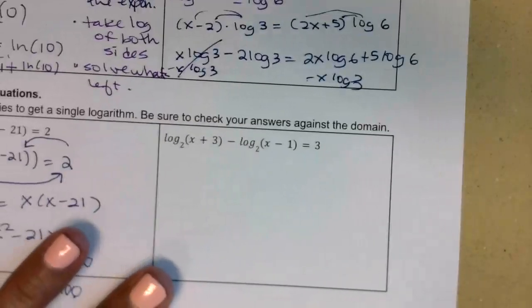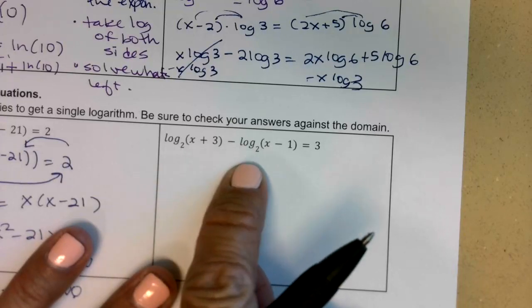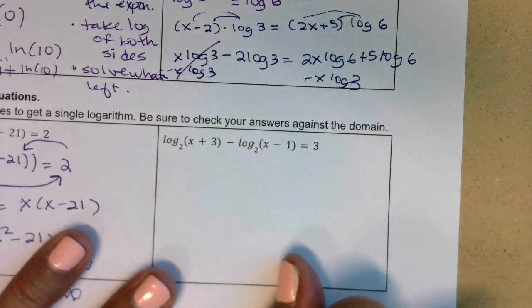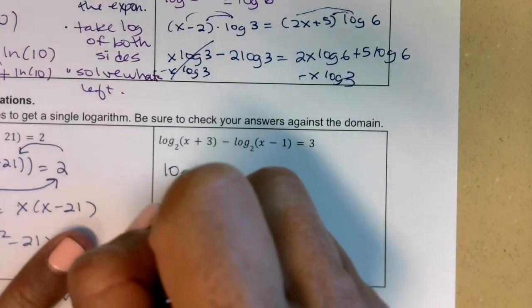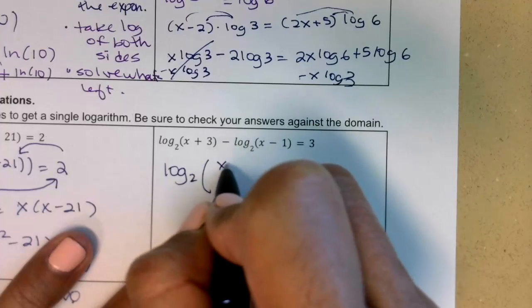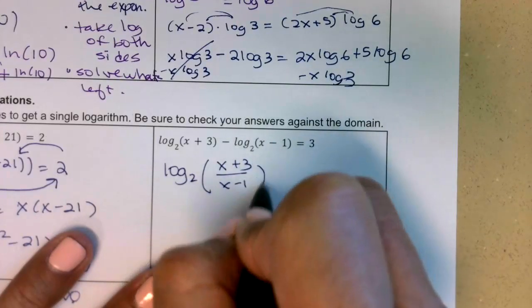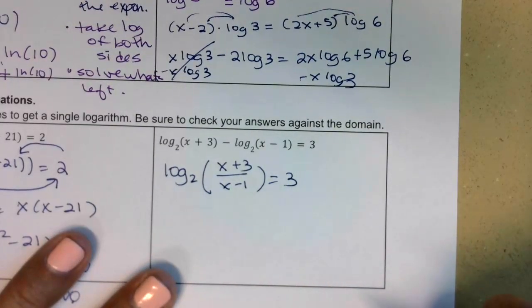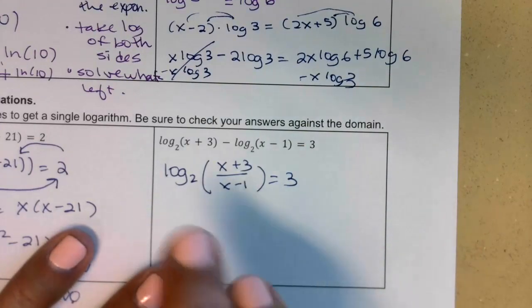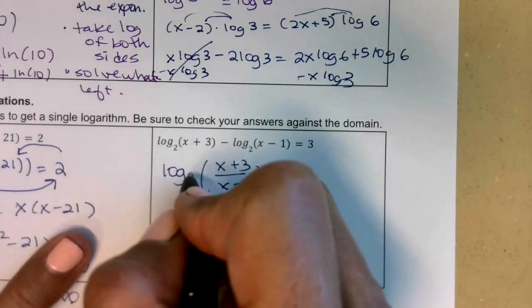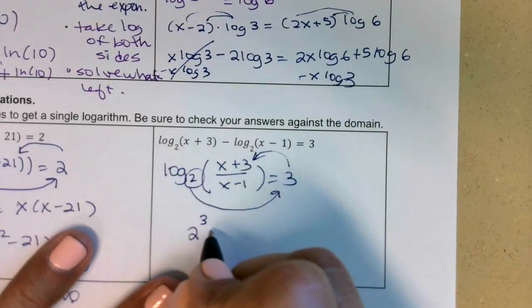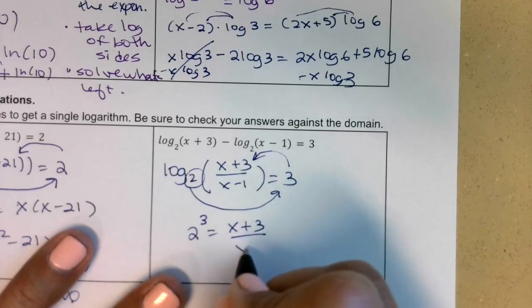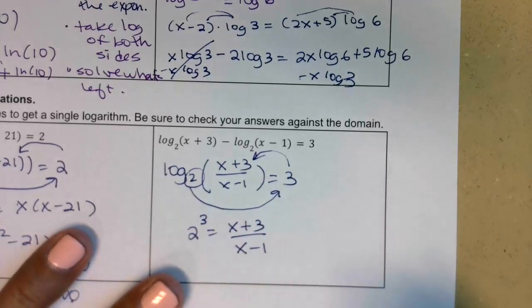Okay, one more. So log base 2 of x plus 3 minus log base 2 of x minus 1 equals 3. So the difference of two logs means we make a ratio out of their arguments. So log base 2 of x plus 3 over x minus 1 equals 3. Okay, so we're using our log properties to get one logarithm, and we're there. And now we're going to loop-de-loop it. So the base raised to the third equals the argument, so 2 to the third equals x plus 3 over x minus 1. What's our next strategy?